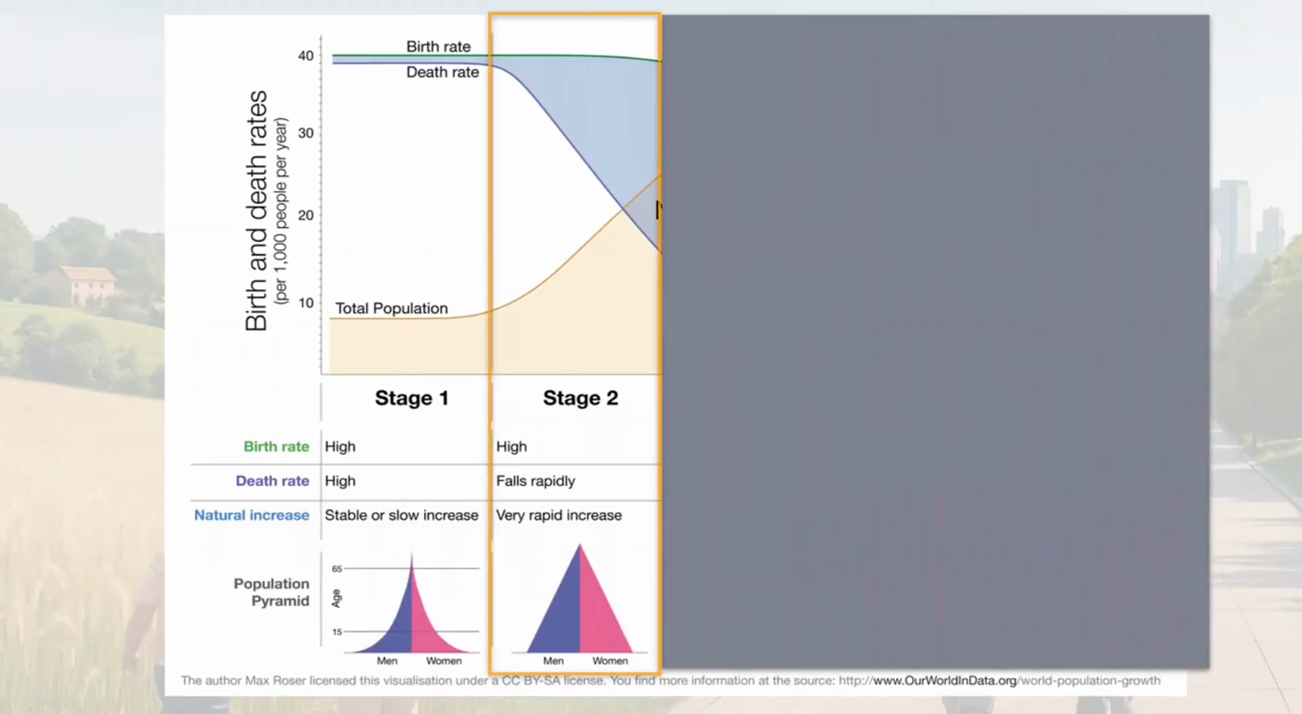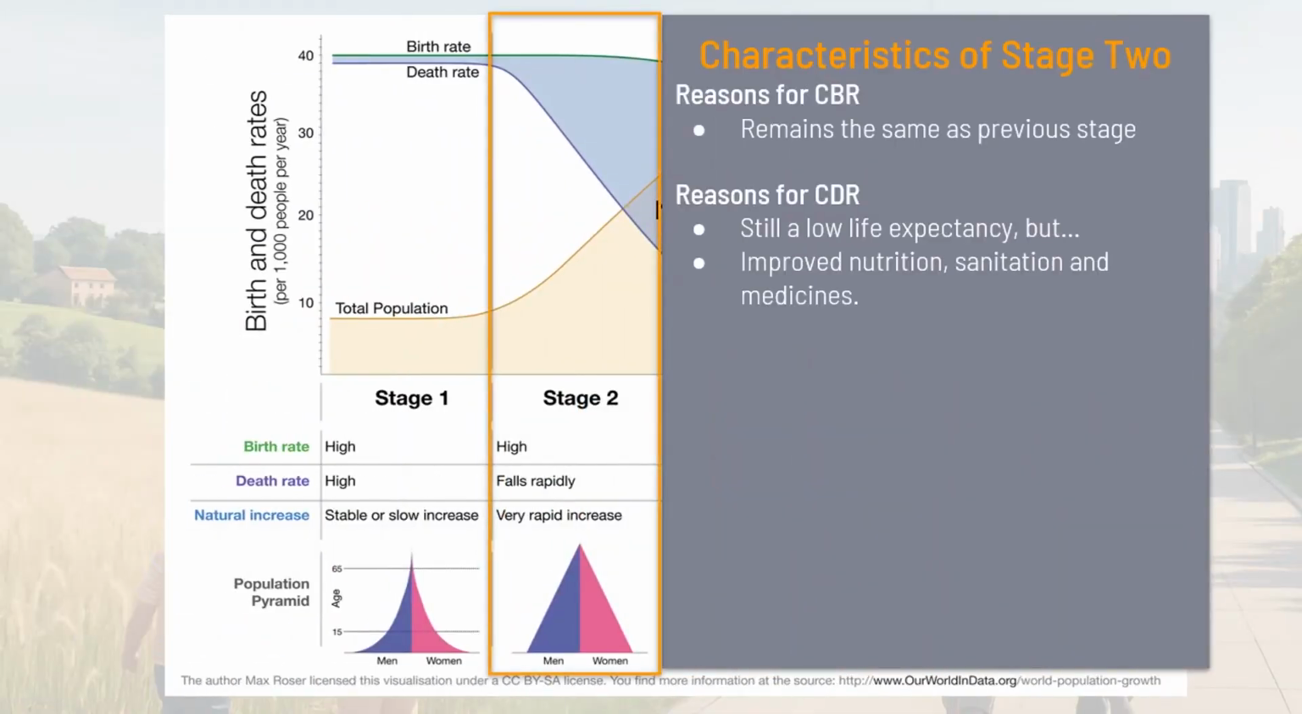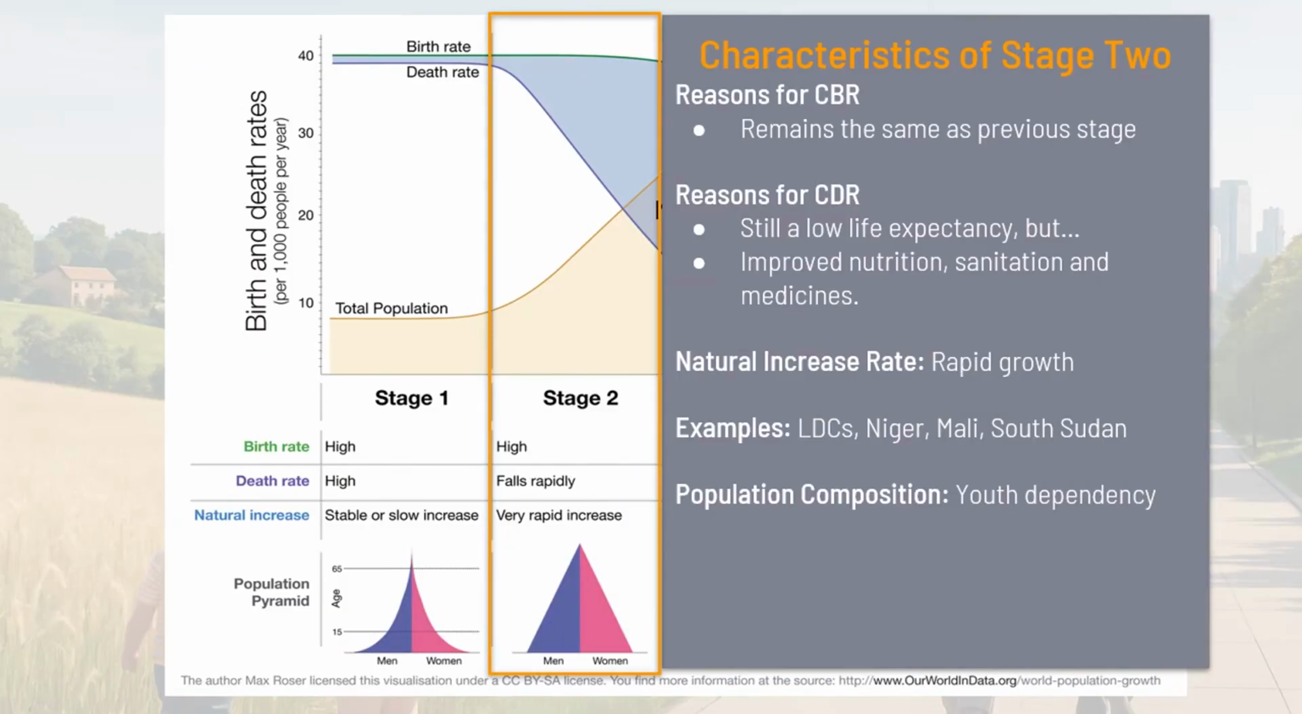Stage 2 is where things start to get interesting. Population growth takes off. Birth rates stay high, just like in stage 1. Families are still having lots of children, but here's the big shift. Death rates begin to fall. Improvements in nutrition, sanitation, and basic medicine mean more people survive childhood and live longer. The result? A rapidly growing population, shown on the graph as that widening gap between birth and death rates. This is why the natural increase rate shoots up during this stage. Many least developed countries, like Niger, Mali, and South Sudan, are in stage 2 today.